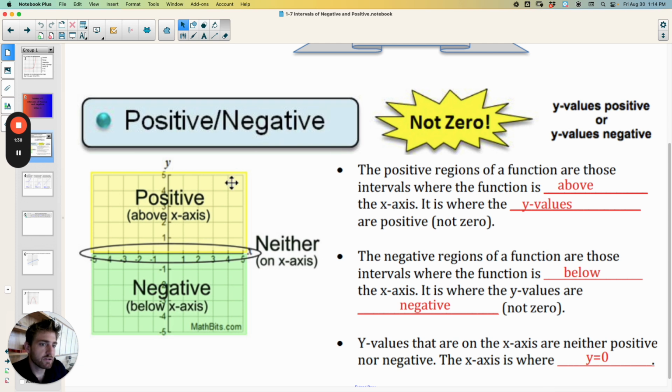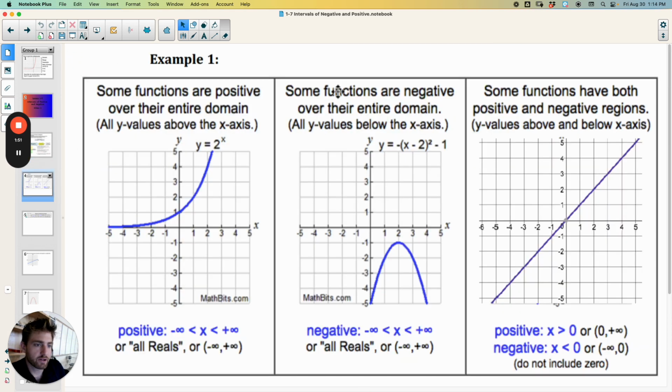Now here, one thing you need to remember is that you're always going to give your answer as a set of x values in either interval or set notation, and you'll see what I mean on the next screen. Okay, so example 1: some functions are positive over their entire domain. For example, this one right here is an exponential function. We know it's exponential because there's an x in the exponent, so this 2 is being raised to the x. And this is what the graph looks like.